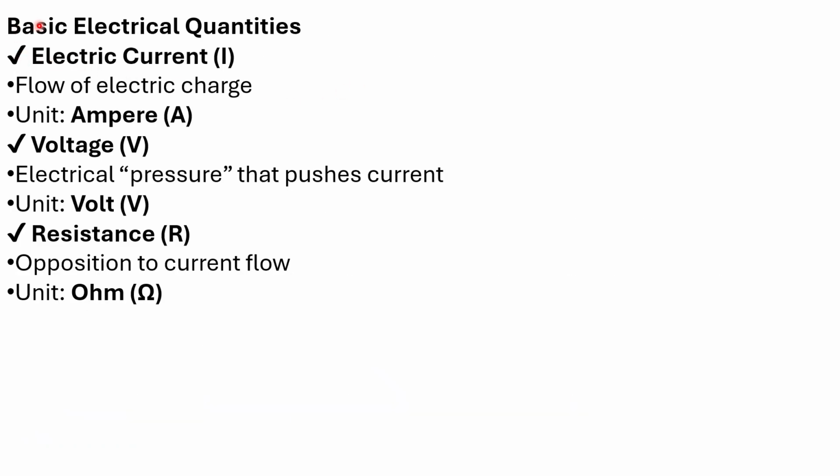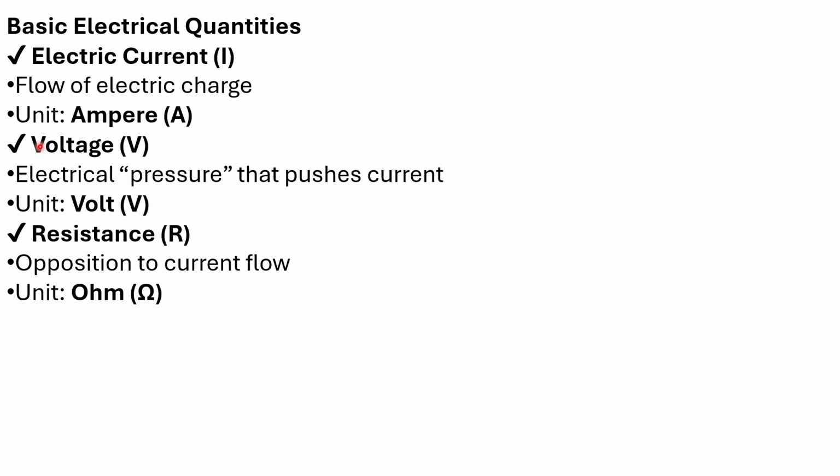Friends, just to revise basic electrical quantities, electric current is the flow of electric charge, electrons, and its unit is ampere, mostly represented by I.